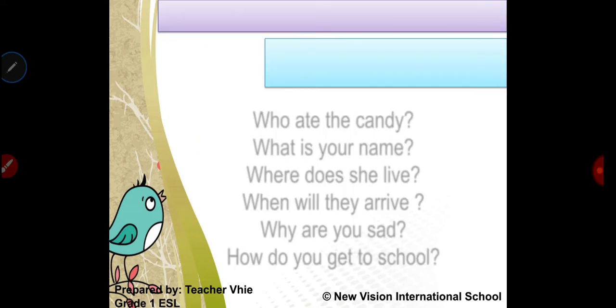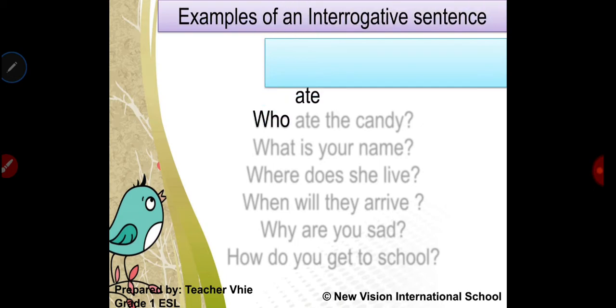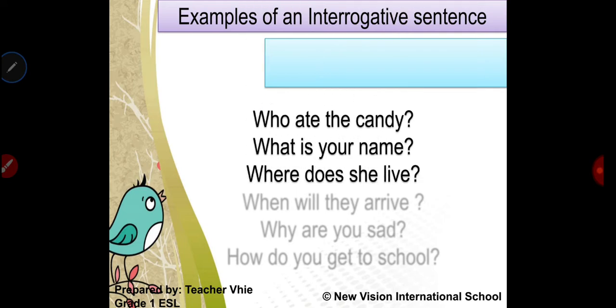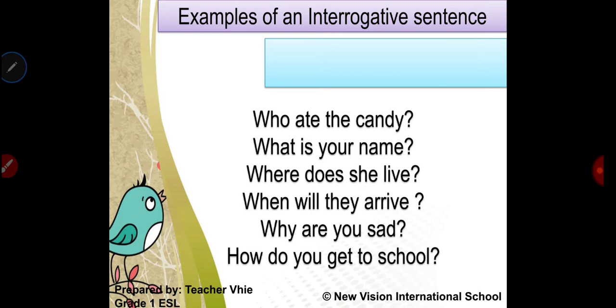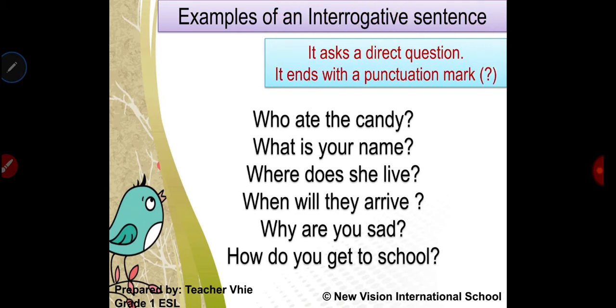Now, I have here an example. First is, who ate the candy? What is your name? Where does she live? When will they arrive? Why are you sad? And how do you get to school? Now, it asks a direct question, right? And it ends with a punctuation mark, question mark. As you can see, remember what we've studied, the WH question? So what are the WH questions in each sentence?